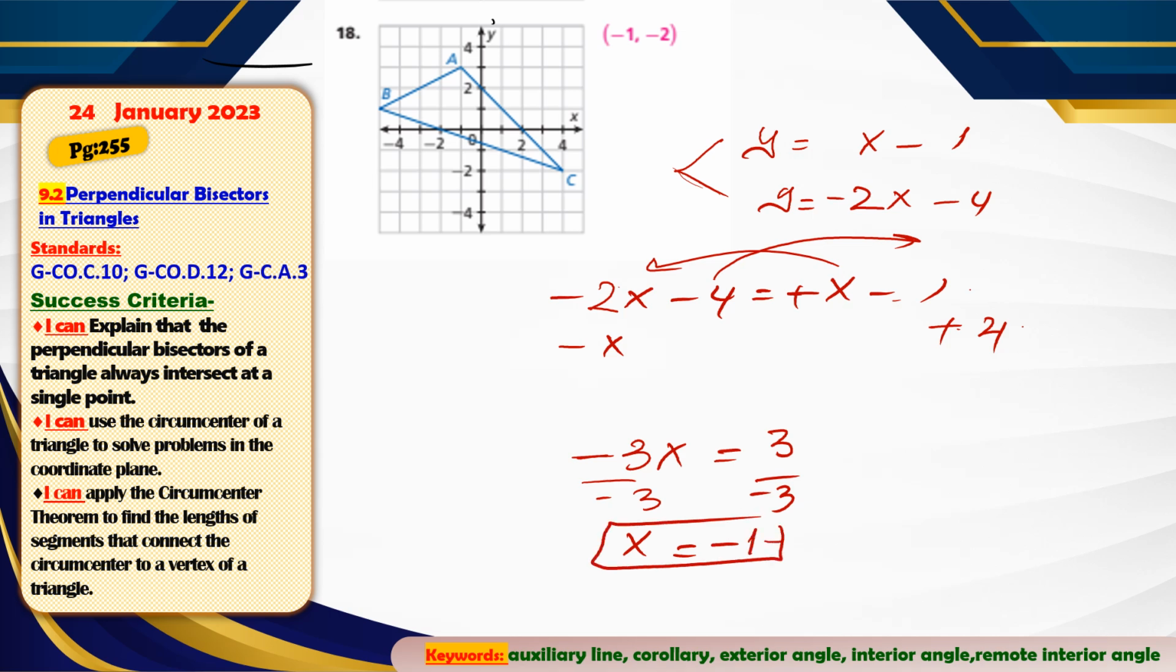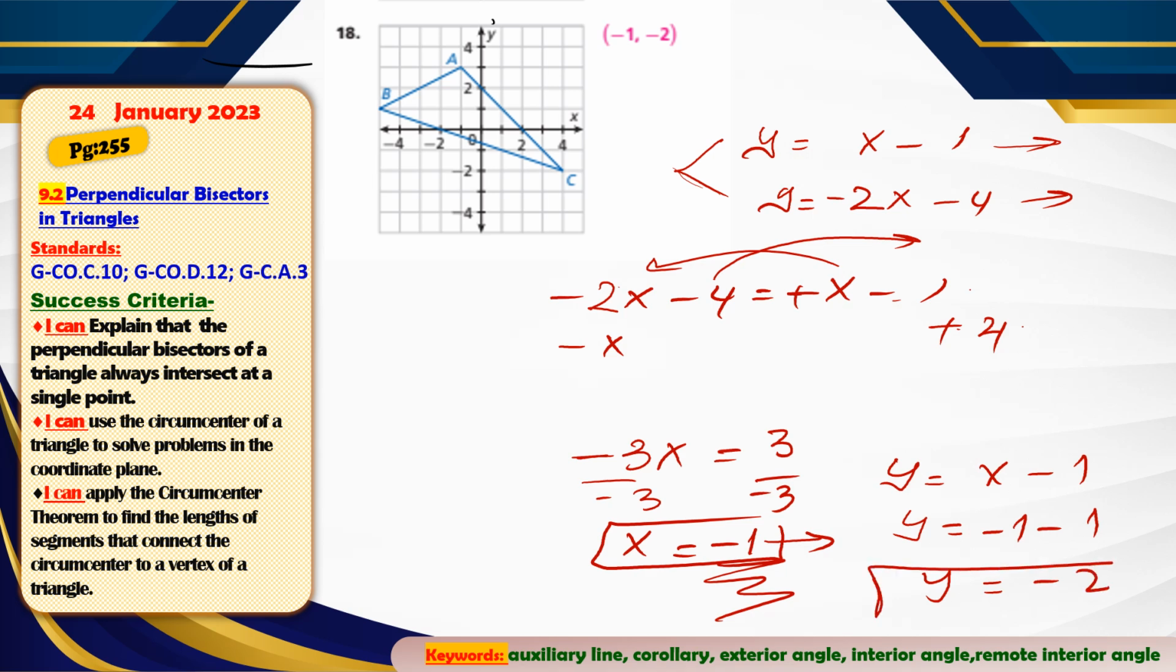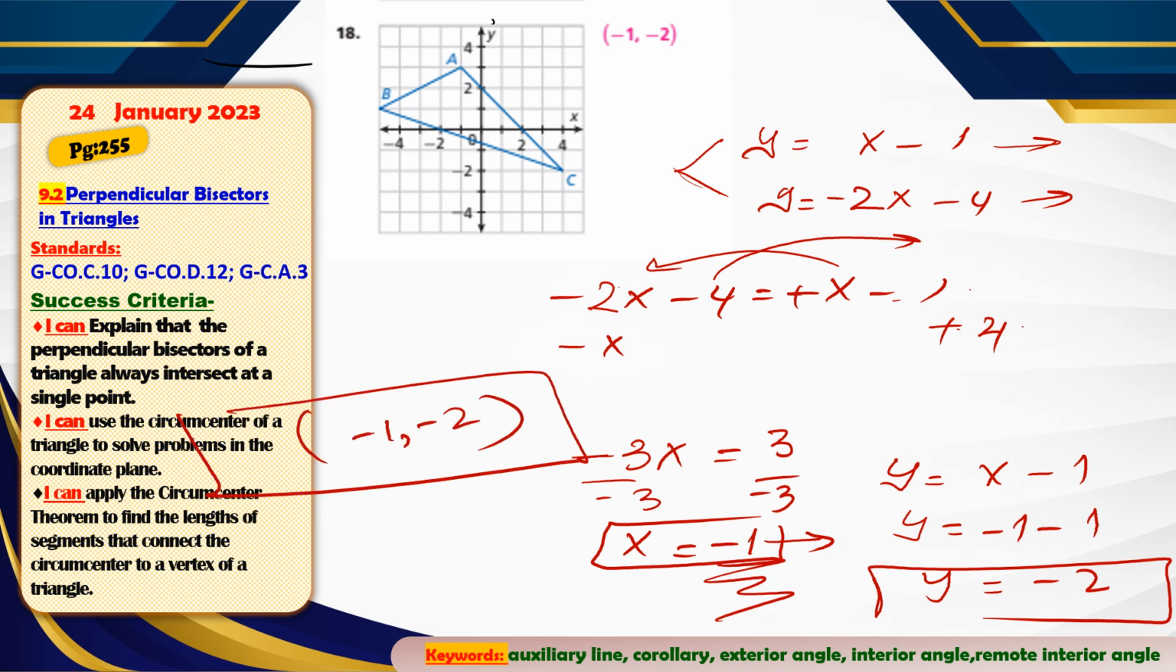Now put this value of x in any of the equations. So take the easy one, that is the first equation, y equals x minus 1. Replace x by this value, that is negative 1, and we will get y equals negative 2. So the point of the circumcenter is negative 1 and negative 2. This is our final answer.